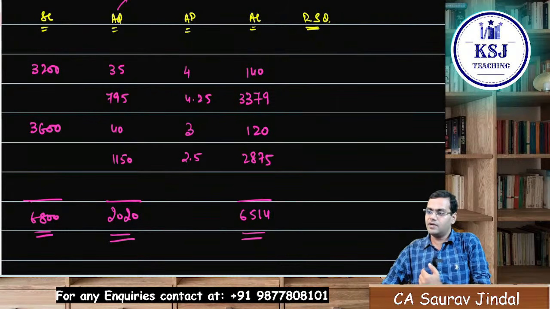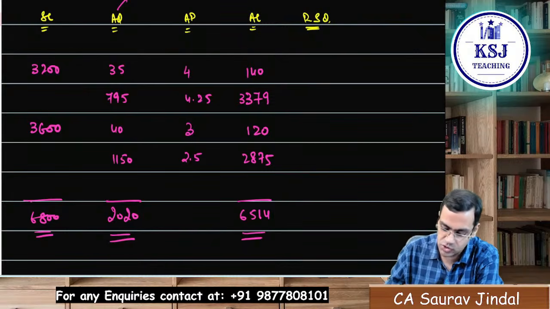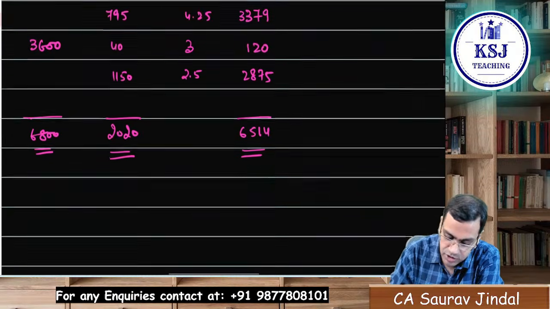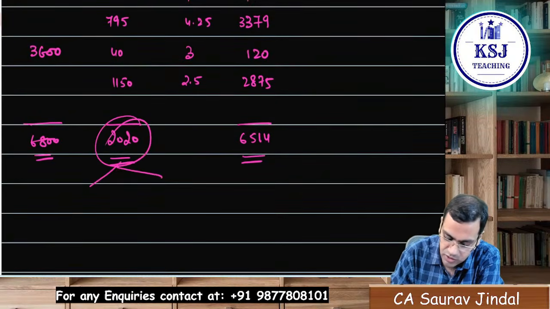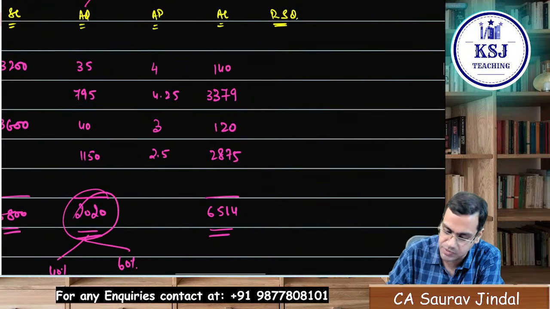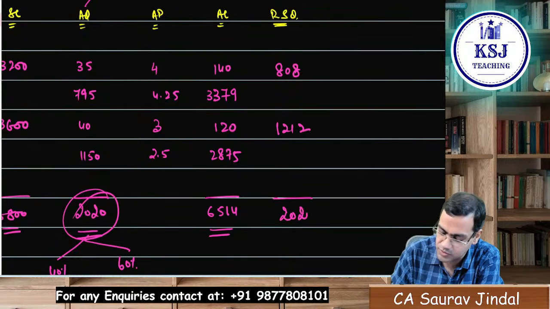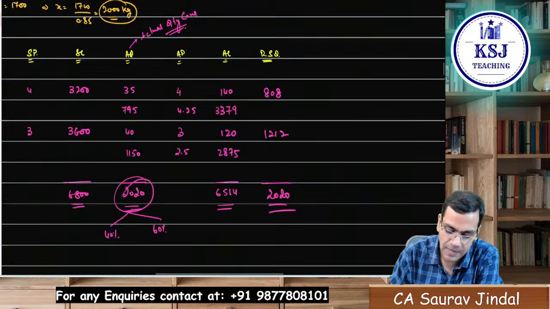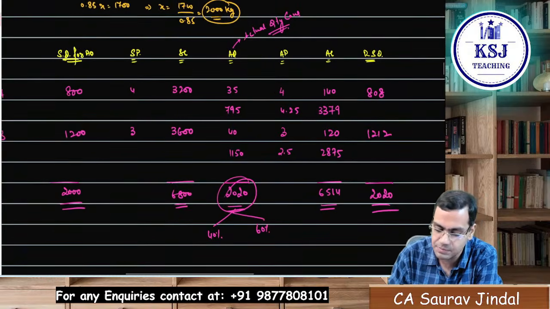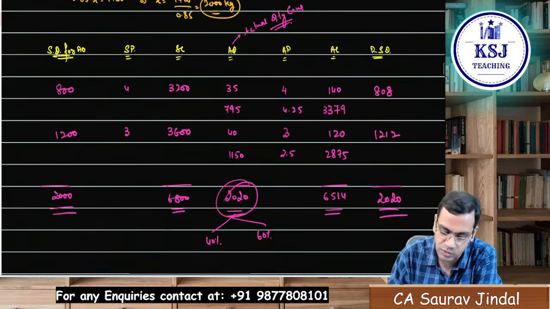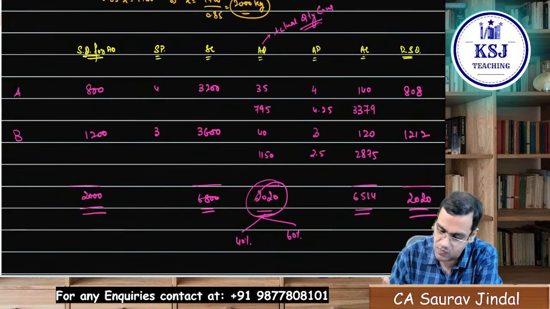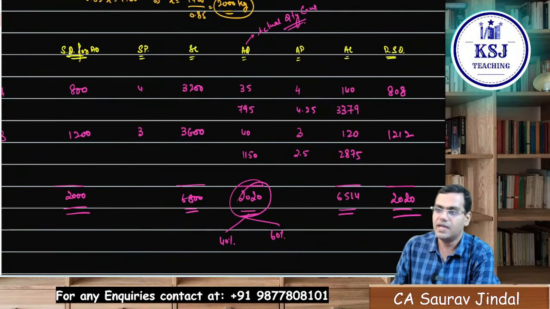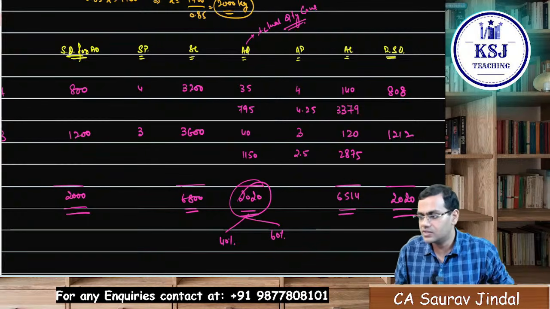808 and 1212, correct. So that means this is the distribution of 2020 in which ratio? In the ratio of 40% is to 60%. Absolutely correct. Well done. 12 total 2020. Right? Now your table is complete. In this particular table, one thing you have to see here, when you are calculating the price variance.